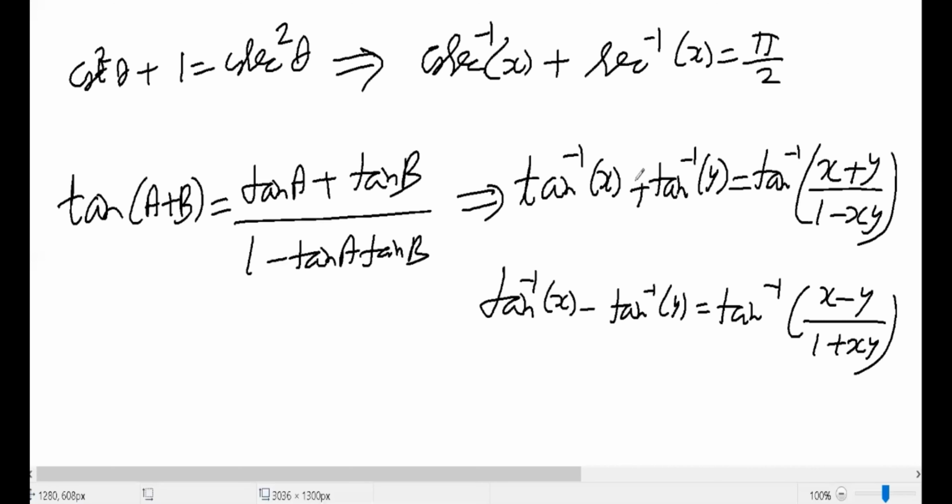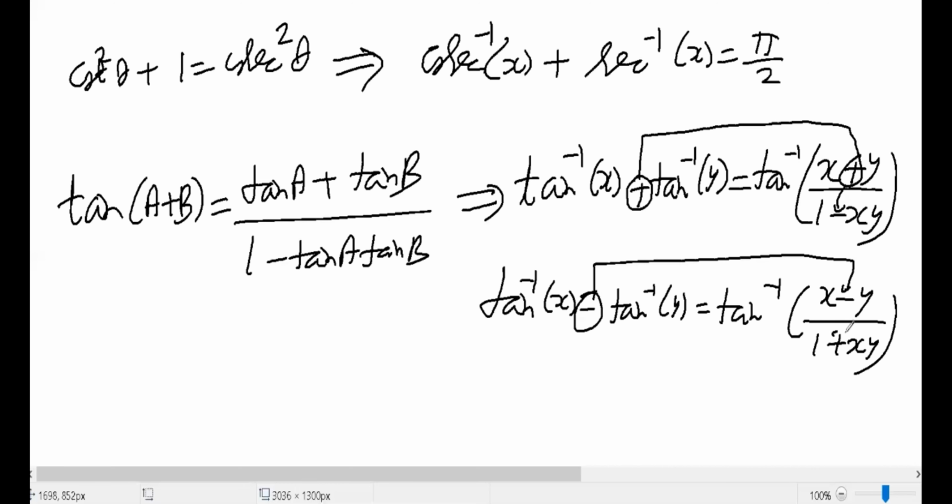So here you can see, if here it is plus, here it will be plus, and here it will be minus. Similarly, if here it is minus, here it will be minus, and here it will be plus. Here x plus y, in denominator 1 minus xy. So this is how you can remember such formulae.